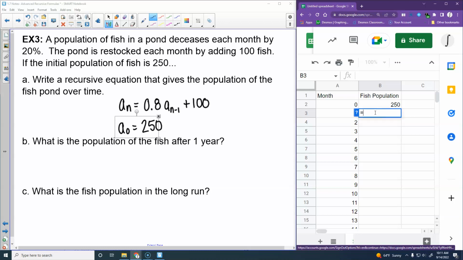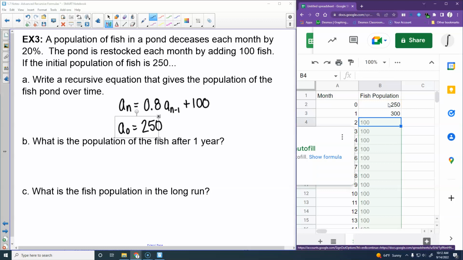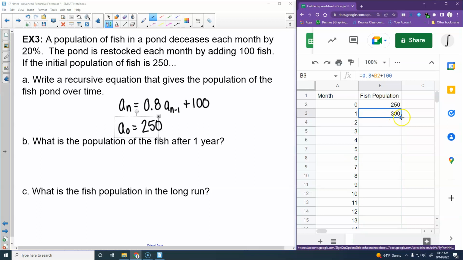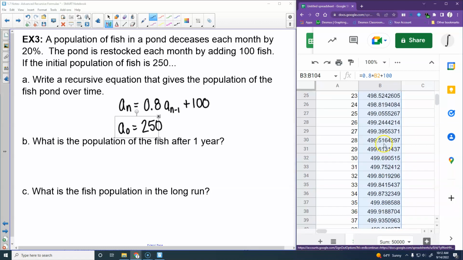So I will put equals, because anytime you are doing a formula in a spreadsheet, you have to start it with equals. We will do 0.8 times, if I click up here, it'll tell it B2, plus 100, and then you're going to hit enter. So you should get 300 there. And then you can either click the check for autofill, or mine won't let me do it because I've zoomed in too much. So if I just drag that down, it should populate for me there.